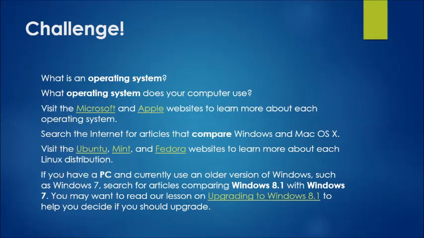Why don't you visit the Ubuntu, Mint, and Fedora websites to learn more about them? If you have a PC and currently use an older version of Windows, such as Windows 7, why don't you search for articles comparing Windows 8.1 and Windows 7? You may want to read our lessons on upgrading to Windows 8.1 to help you decide if you should upgrade. The lessons can be seen further in the lessons.